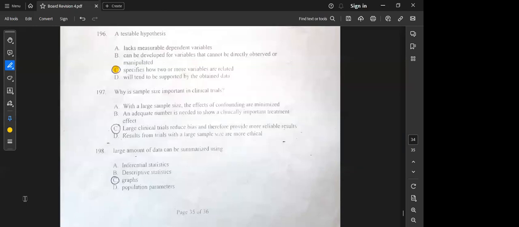So we continue. A large amount of data can be summarized using inferential statistics, descriptive statistics, graphs, population parameters. I don't know what inferential statistics is, but graphs also make sense in this case. I think we're going to go into details of how data can be presented. Anyway, moving on.